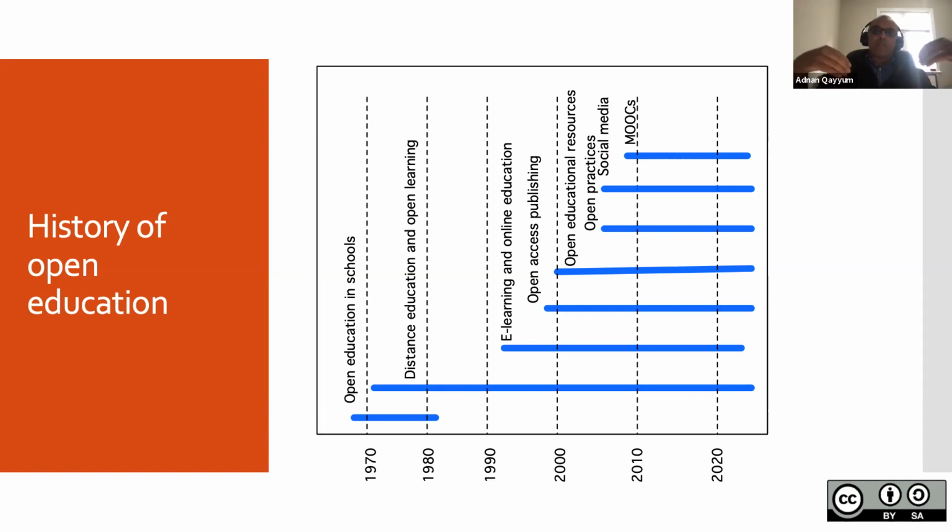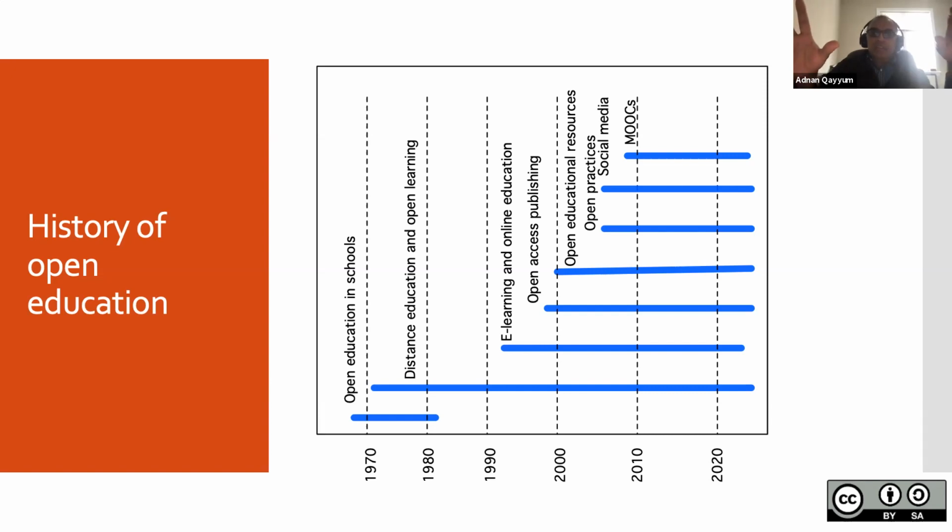Where it really got a lot more exposure and interest was with the development of e-learning and online education in the 1990s, after the development of the web. Then open access publishing became a really big trend. A lot of that was initiated in Canada, actually, and also used throughout the world. Open educational resources came into fruition soon after that in the late 90s. A really important part of that was the idea of Creative Commons copyright rules, which we'll talk about in a minute as well.